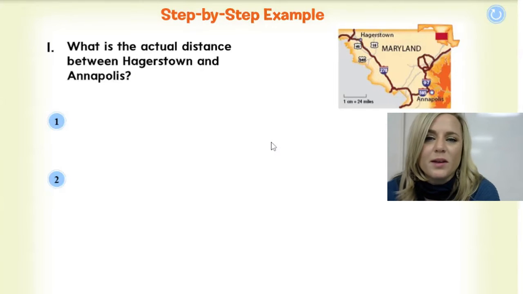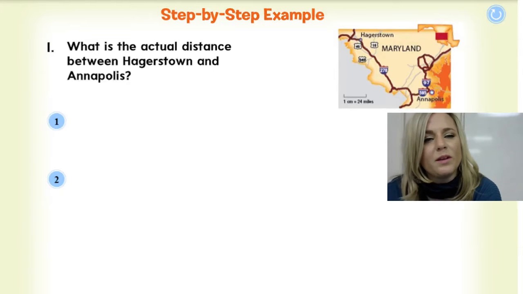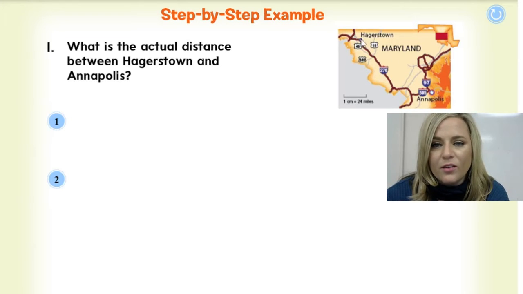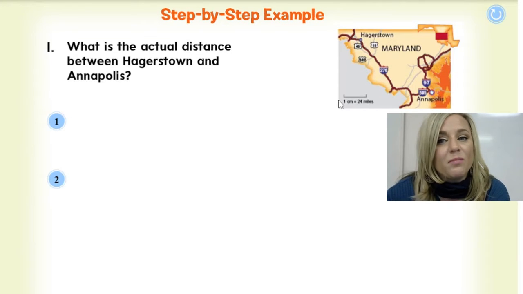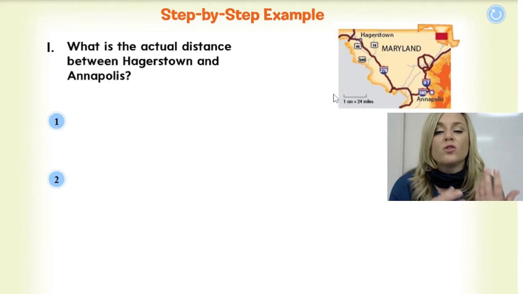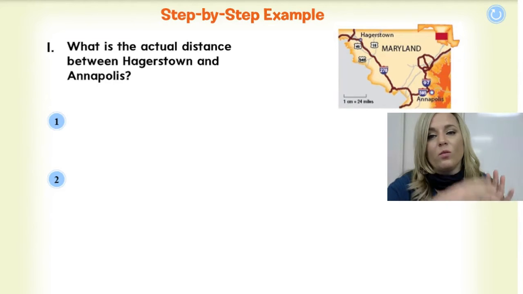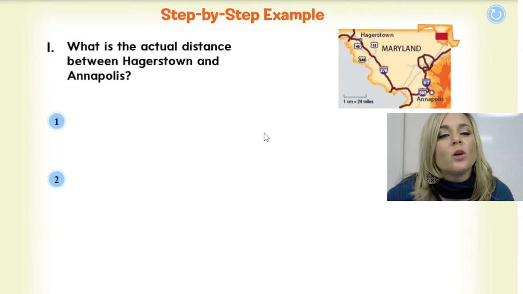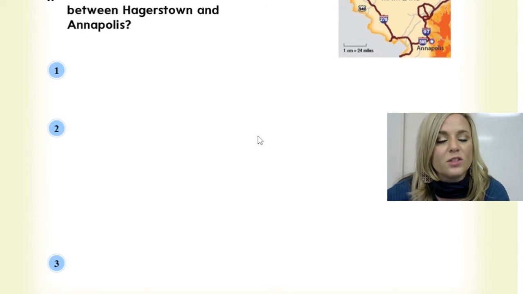So here's a step-by-step example of what we're going to be dealing with. Scale drawing. It wants to know what is the actual distance between Hagerstown and Annapolis. Here is Hagerstown, here is Annapolis. This is something that you would have to do. I've done it before, especially with softball, figuring out how far is the drive and what time I need to leave to get there. So this is going to be a life skill. What's the actual distance between Hagerstown and Annapolis?